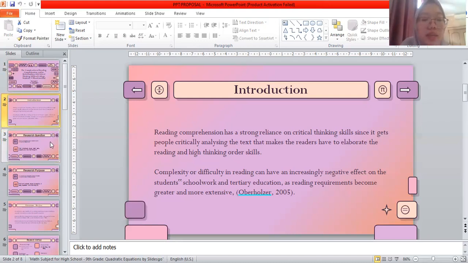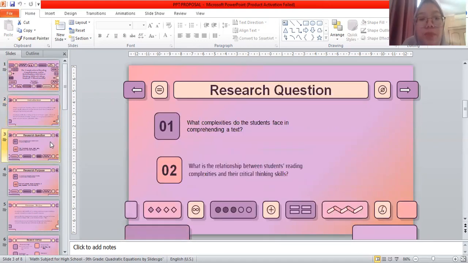And next are the research questions that will appear in this study. First, what complexities do students face in comprehending a text? This research question will highlight the factors that contribute to the learning complexities of the students. And the second is, what is the relationship between students' reading capacities and their critical thinking skills? The research question will determine the result of the study, whether it will give negative or positive effects, and how these reading complexities affect their critical thinking skills.